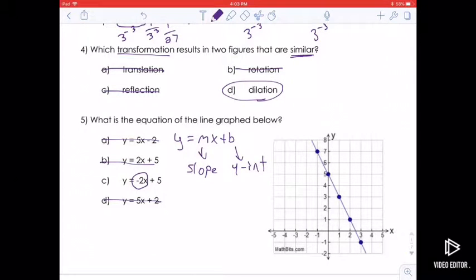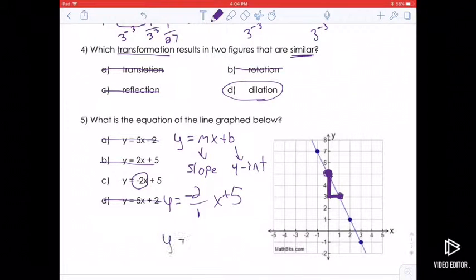But let's take a look at the graph here. My y-intercept is positive 5. So I know I have to get plus 5 here. How do I get from one point to the next? So I'm looking at my rise over my run. So I go down 2, and I go to the right 1. X stays as X, Y stays as Y. Negative 2 over 1 can be simplified to negative 2x plus 5.